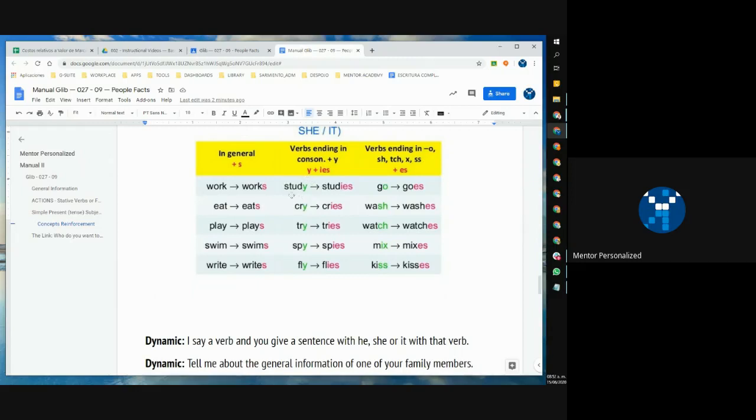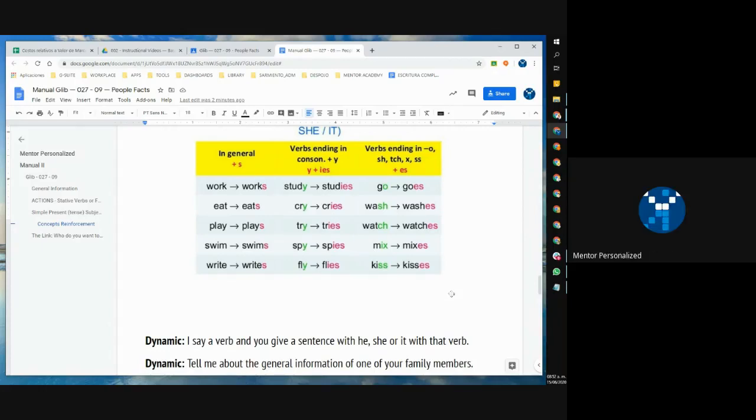Then the second case is when you have verbs that finish in Y. How do you say Y in English? Y. When the verb finishes in Y, you need to substitute the Y for I and you include ES. Say study, studies. Very good. Continue reading. Cry, cries. Try, tries. Spy, spies. Fly, flies.